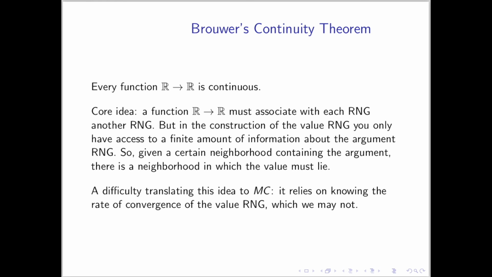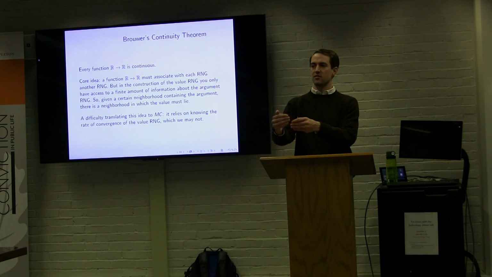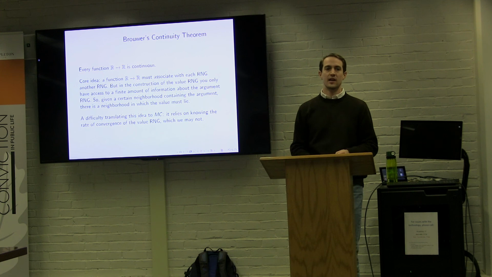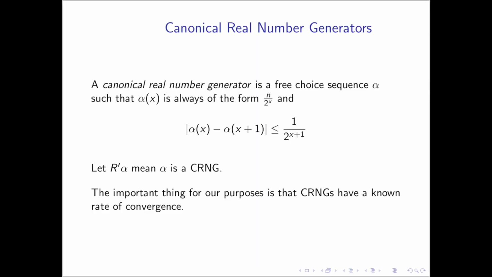Here's a wrinkle, a difficulty in translating this idea to our modal framework. Well, it relies on knowing the rate of convergence of the value real number generator, because otherwise we don't know that we can pin down a certain segment of the value based on a certain segment of the argument. And the way I've defined real number generators, we may not know anything about the rate of convergence. So we can appeal to this other notion of canonical real number generators.